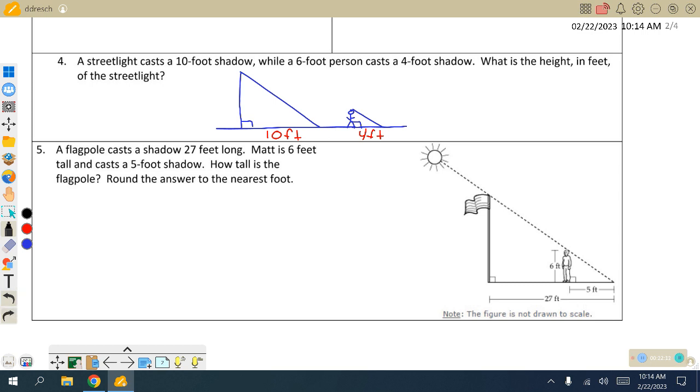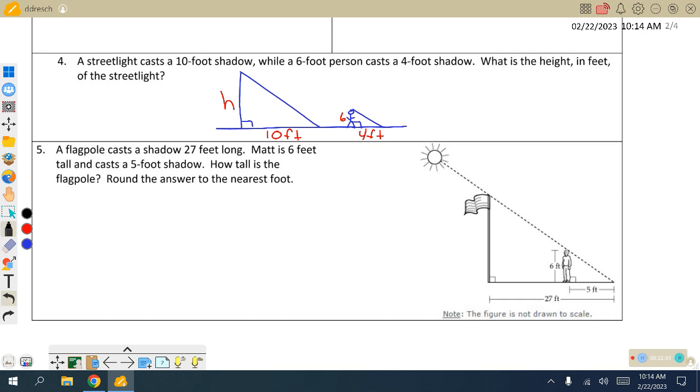You're 6 feet tall. So where's the height going to be labeled? That's my height right there, 6 foot. What do you want to calculate? You want to calculate the height of the street light. So where's the variable going to go? Height's going to go right there. Good eyes, Mark.